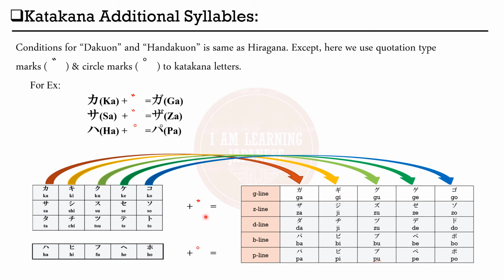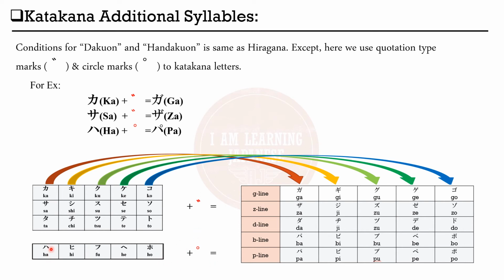Ku plus quotation type markings gives gu. In the same way, sa sounding syllables with the quotation type markings give the za series sounds. In the same way, ta sounding syllables in addition to quotation type markings give da sounding syllables. For the short pitch, ha is used for both high pitch and short pitch.